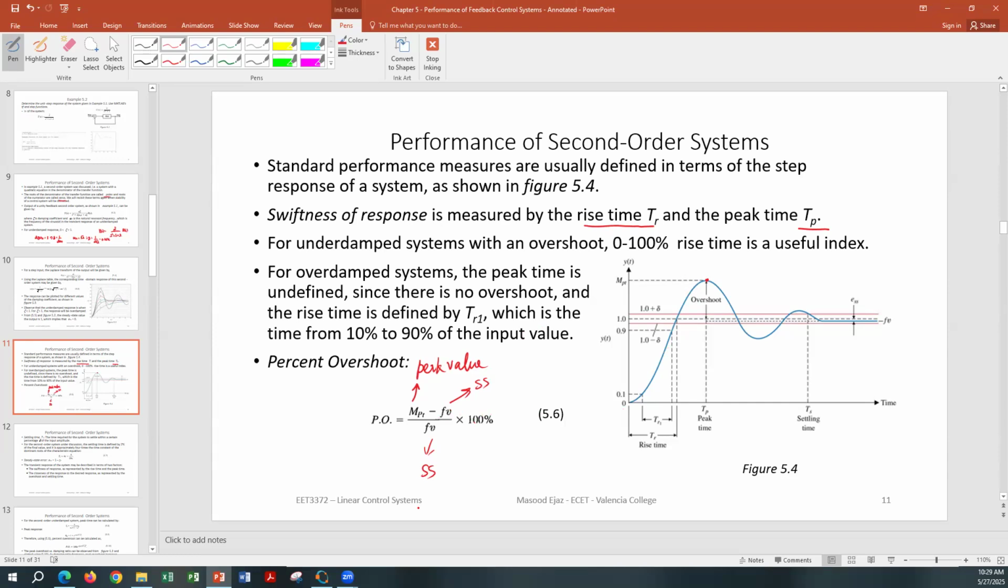And that basically tells you the ratio between the peak value minus the final value to the final value, as in how much it overshot with respect to the final value, how much the system overshot. And that's a parameter that is used to measure the performance of the system.